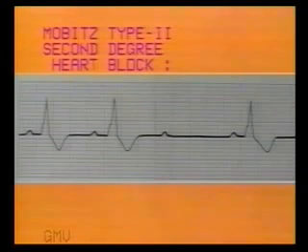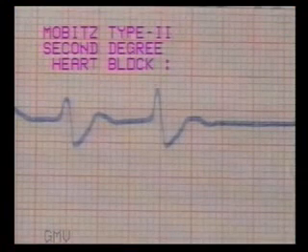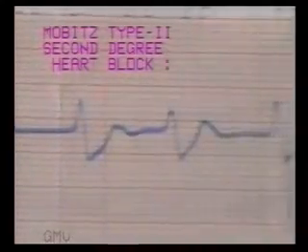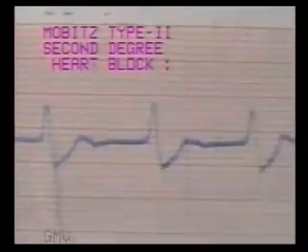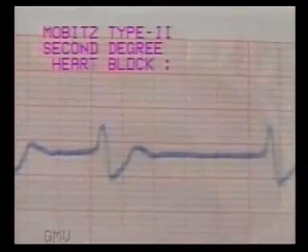Second degree AV block with normal PR intervals and wide QRS complexes is termed as Mobitz type 2 block. Here the block is below the AV node in the bundle branches. Hence the QRS complexes are wide. And since the AV node is normal, PR intervals are also constant. Only intermittently a few beats are dropped. This is Mobitz type 2 AV block.